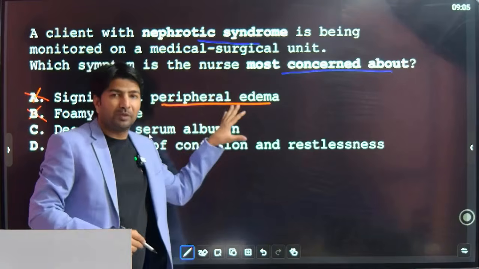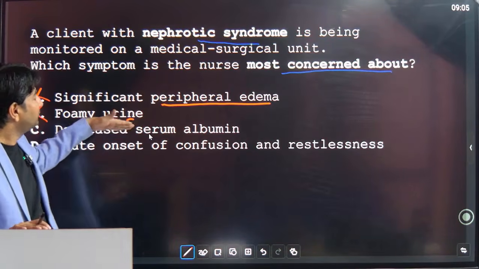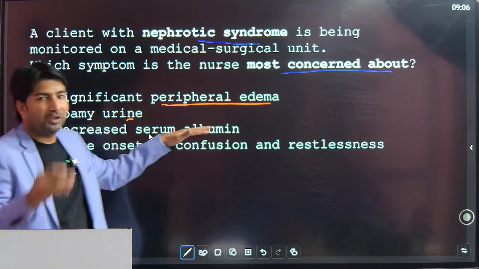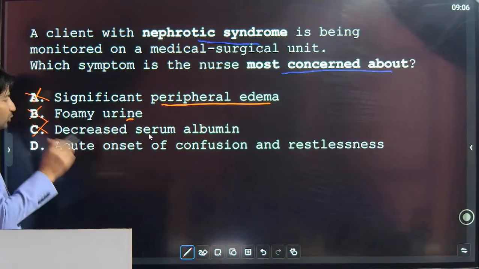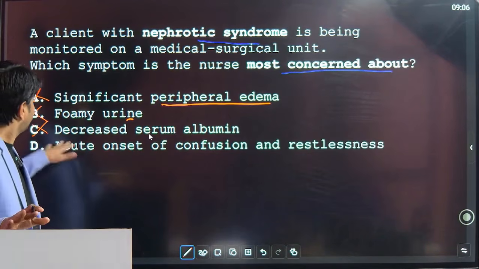Decreased serum albumin level. This is a common symptom of it. Whenever there's nephrotic syndrome, albumin protein will be lost. This is also a common symptom. So, we don't need to do anything immediately for this.